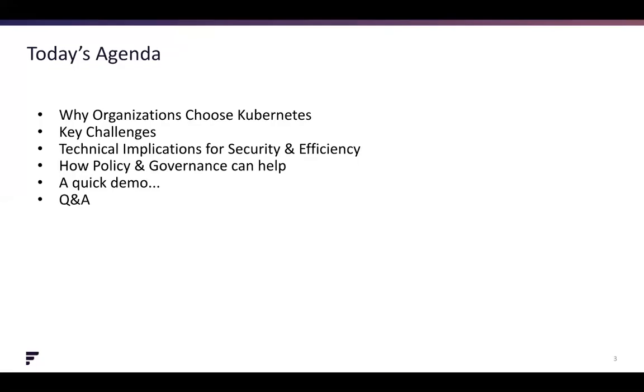Thanks, Dave. Nice to be with everyone today. Today, we're just going to go through a few items as we talk about how to run Kubernetes securely and efficiently. We'll understand why organizations choose Kubernetes and some of the challenges moving to cloud-native technologies, as well as the technical implications of what security and efficiency are in Kubernetes. We'll also talk a little bit about policy and governance and how that can help and enable speed to market, but also set the right guardrails for teams. And we'll give you a quick demo of a Fairwinds product.